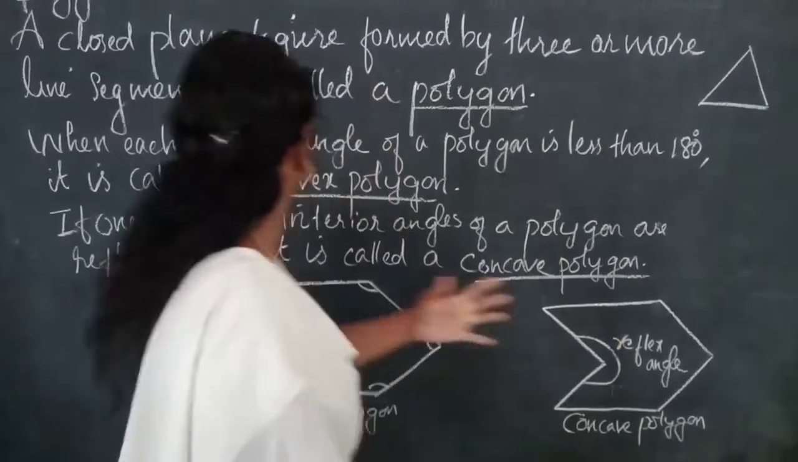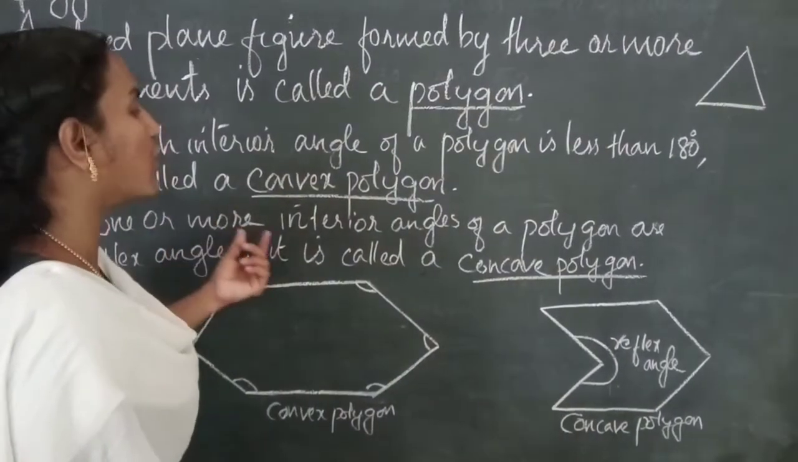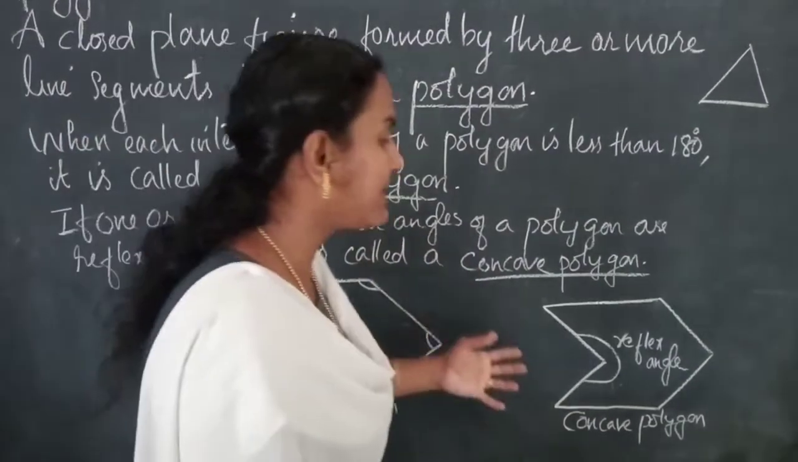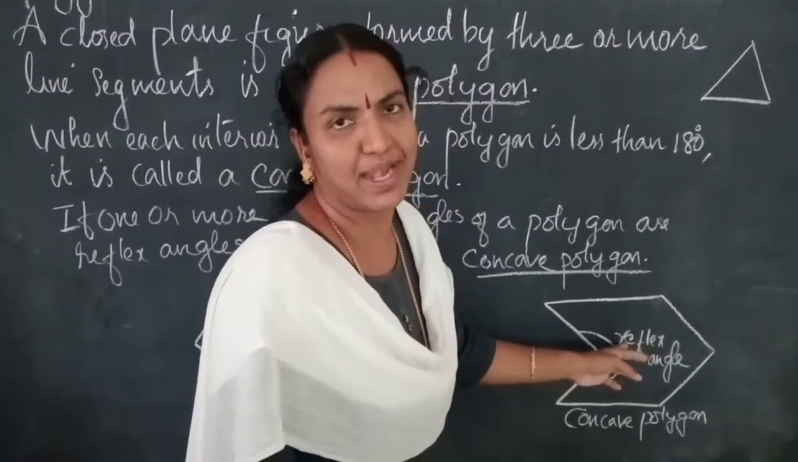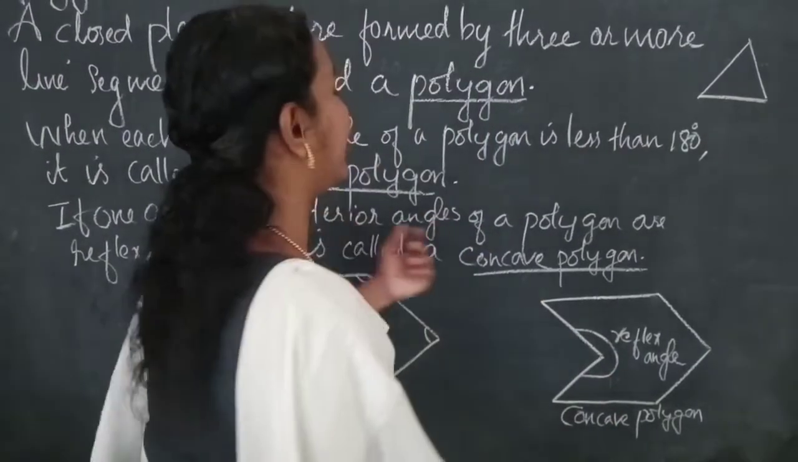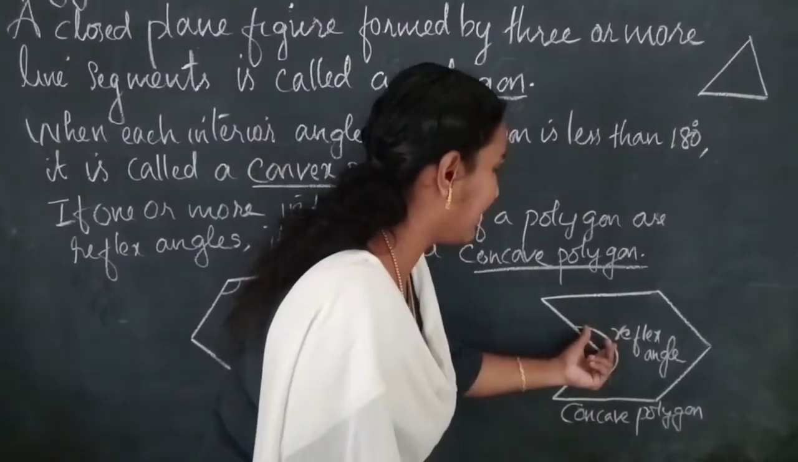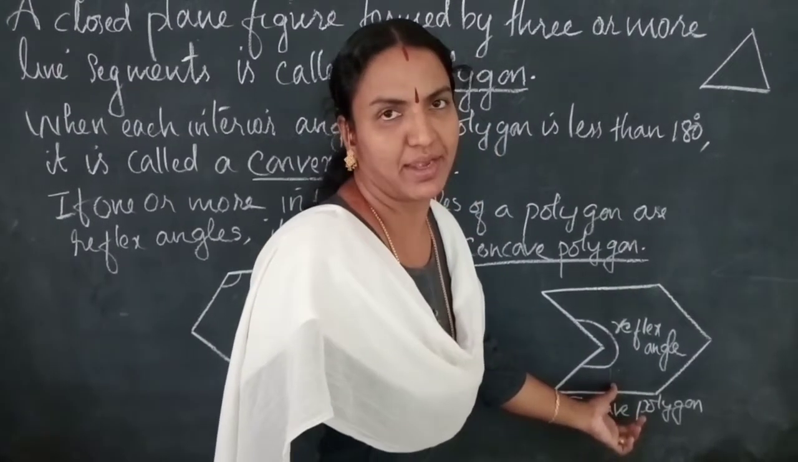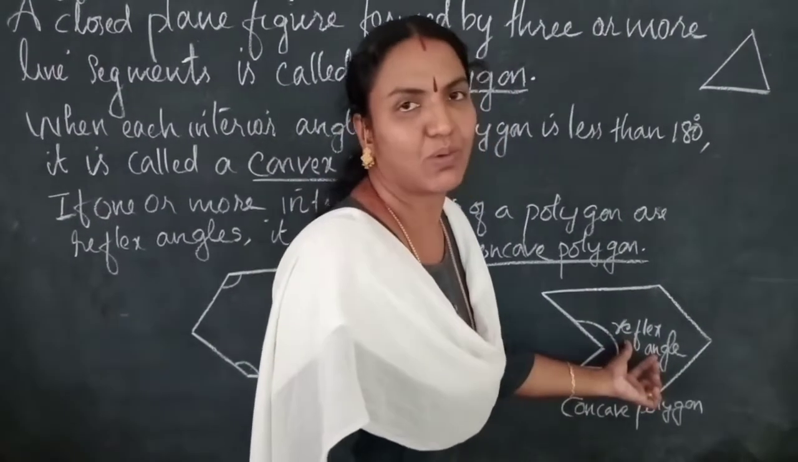Next, concave polygon. Concave polygon means one or more interior angles of a polygon are reflex angles. Reflex means greater than 180. So this is greater than 180. If one or more interior angles of a polygon are reflex angles, then the polygon is said to be a concave polygon. Concave means greater than 180.